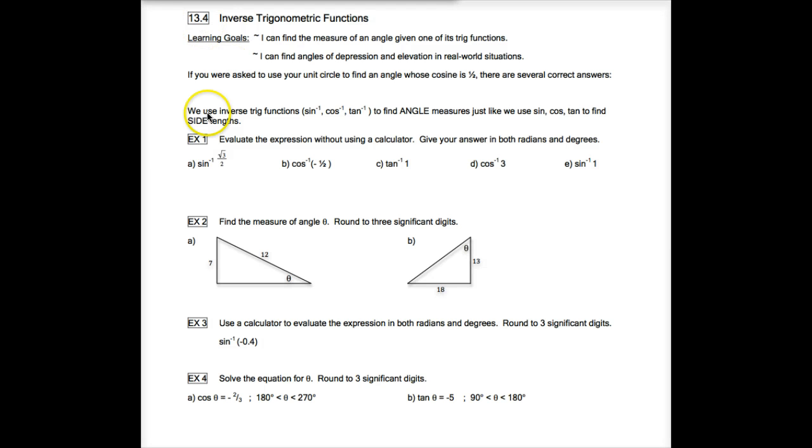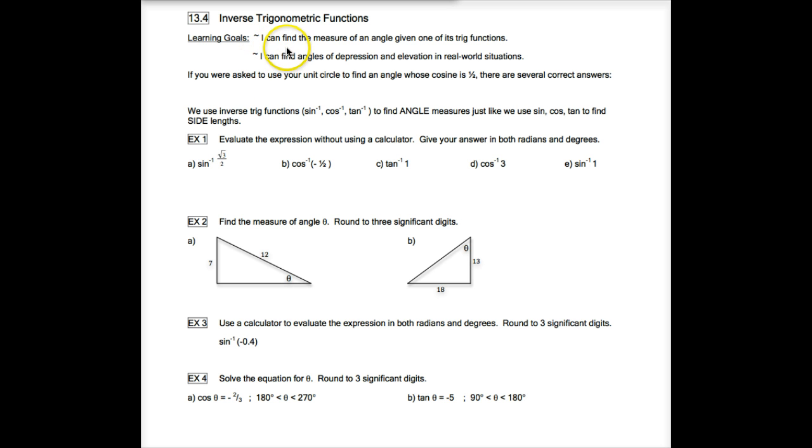All right, we've spent a good amount of time in the past couple lessons talking about trig functions, which are sine, cosine, tangent, cosecant, secant, and cotangent. Now we are going to be talking about inverse trig functions. We have two learning goals for today.